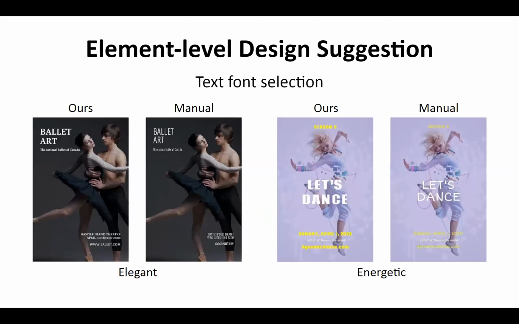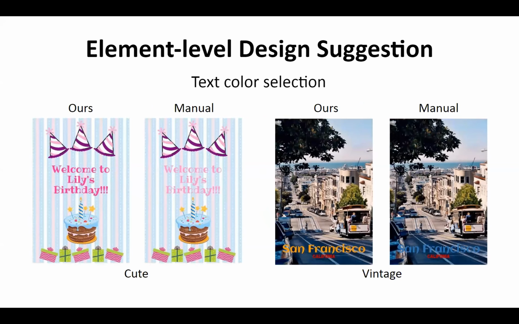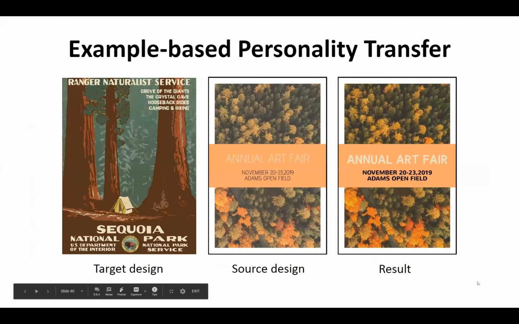We can also suggest the font faces to make a design look more elegant or energetic. And finally, we can also suggest the font colors to make a poster more cute or vintage. And since our network learns a personality-aware feature representation, we can use it to transfer personalities between designs.